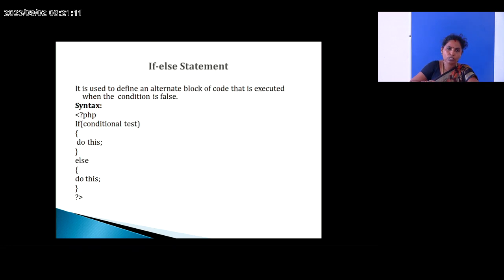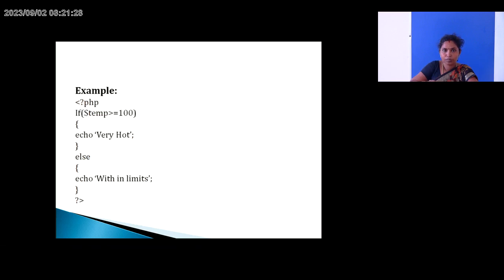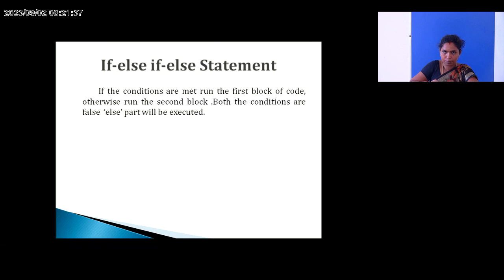So the next one is the if else statement. It is used to define an alternate block of code that is executed when the condition is false. This is the syntax. If conditional test, do this, else do this. This is the example. If the temperature is greater than or equal to 100, then print very hot, else within limits.